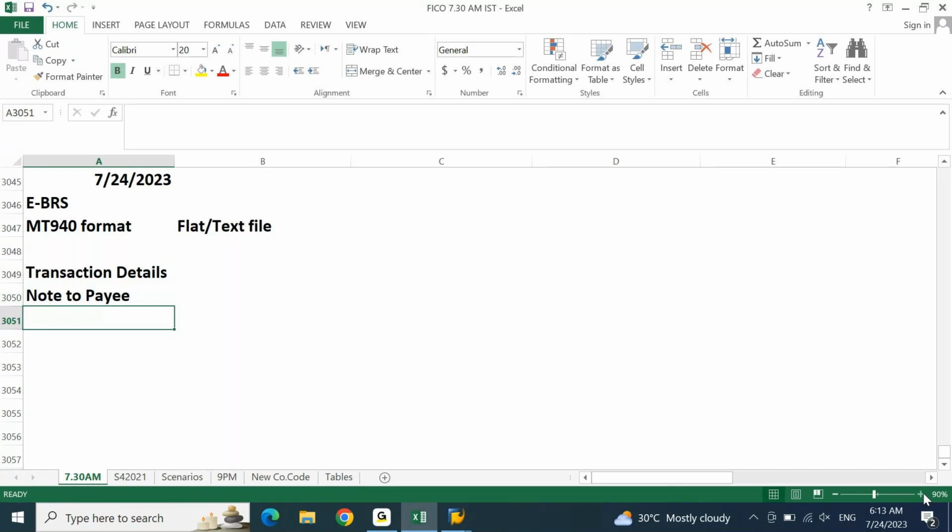In the transaction details and the note to pay, we need to understand, based on these two line items, or these two segments, or these two tags, what kind of entry it is and how it is to be posted in your EBRS. When it comes to EBRS, it is all about your external transaction types.